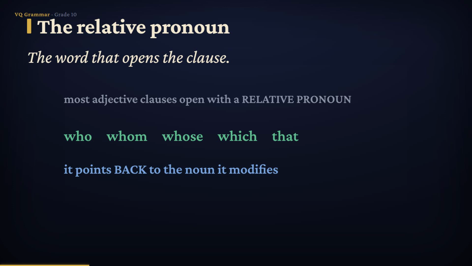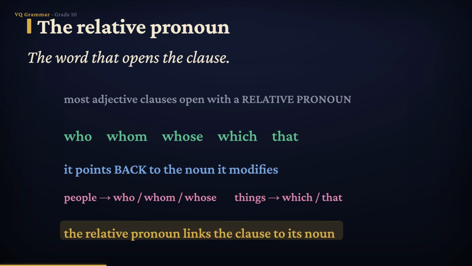Which pronoun you choose depends on what you're talking about. For people, reach for who, whom, or whose. For things and animals, reach for which or that. Listen to the pair. The pilot who landed the jet stayed perfectly calm. The jet, which had lost an engine, came down anyway. In both sentences, the relative pronoun links the clause to its noun.